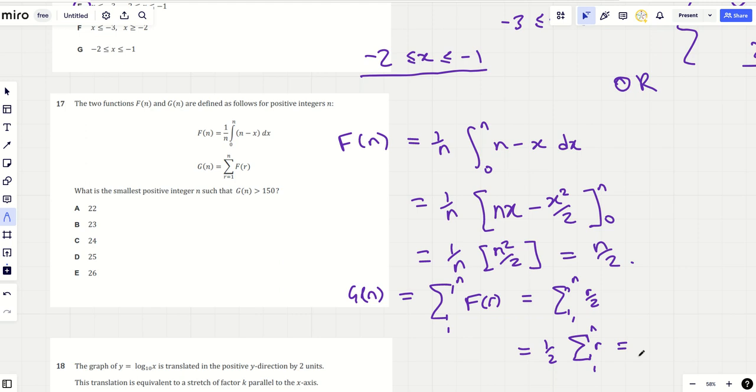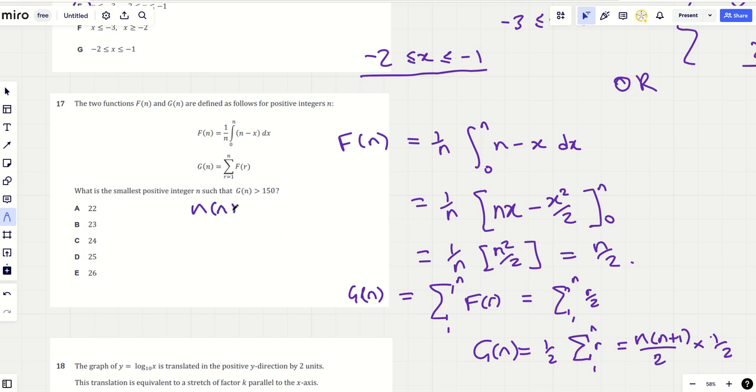I suppose it's an arithmetic series, you could argue. It's way easier though if you know the sum of r is just n times n plus 1 over 2, which comes up in further maths. So we're going to times that by a half as well, because I forgot that half there. So that gives us n times n plus 1 over 4. And remember, this is g of n. So g of n equals n times n plus 1 over 4.